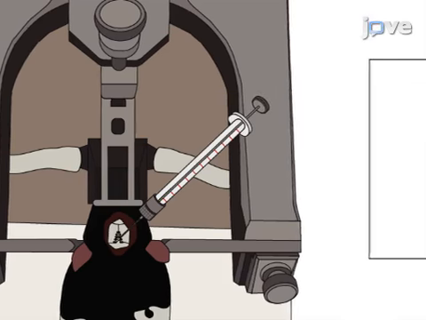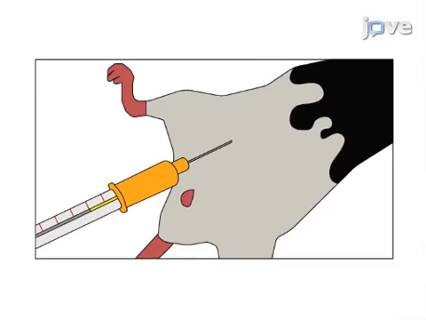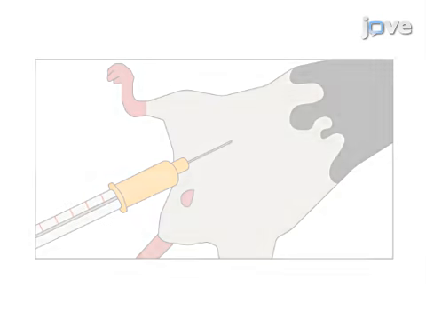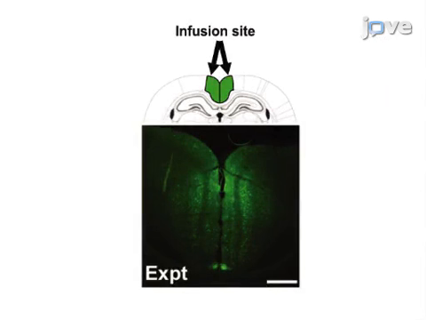Next, the biologically inert designer drug clozapine N-oxide is prepared and injected systemically into the rat. The final step is to conduct behavioral testing using a sensory preconditioning paradigm. Ultimately, immunofluorescence microscopy on the rat brain tissue is used to verify placement of the designer receptor.